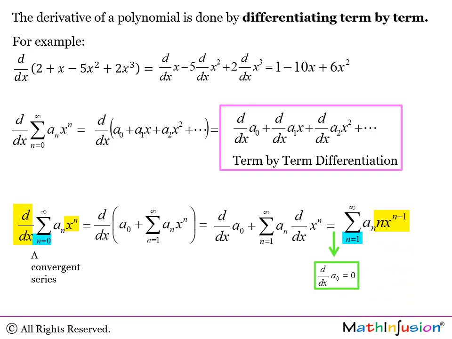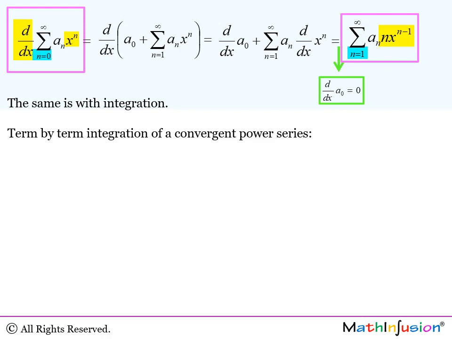Now we are actually differentiating the x to the power of n, and we get that this is n times x to the power of n minus 1. We start here and we end up there. The same is true with integration, term-by-term integration of a convergent power series. In order to integrate this power series, we are going again to switch between the sigma notation and the integral sign.